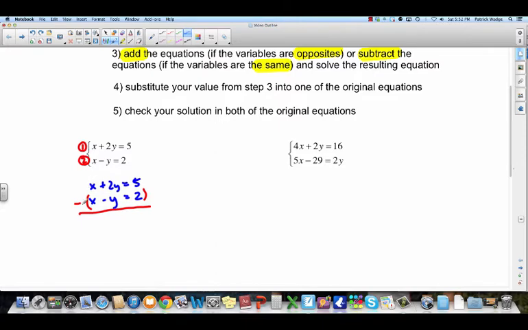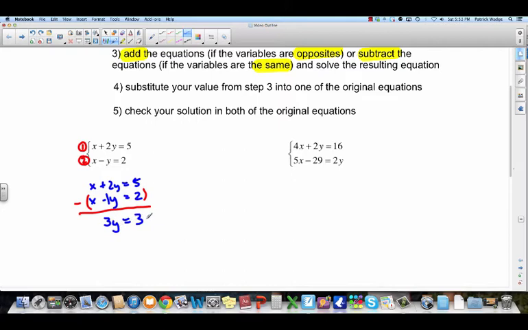We get 1x take away 1x, which is no x's. You don't have to write that at all. Then we have 2y take away negative 1y. 2 take away negative 1 equals 3. So we have 3y equals 5 take away 2, which is 3. Now, why are we happy with this equation? Way more happy with this one than what we started with, because instead of having 2 unknowns, we are now down to 1 unknown, and we can totally solve this.